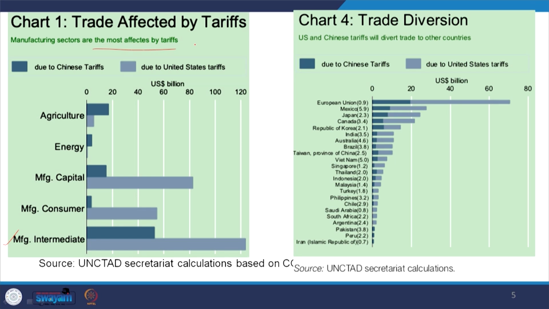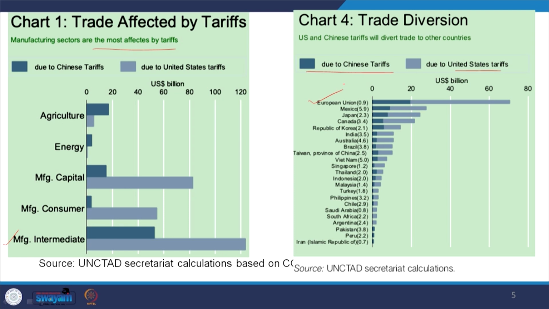So far as the trade diversion due to US and Chinese tariffs is concerned, here the deep shaded portion is Chinese tariff and the light shaded portion is US tariff, showing how it diverts trade. Now, the highest diversion of trade due to this trade war, or the tariff imposed by these two big nations, is to the European Union. It has created huge diversion.